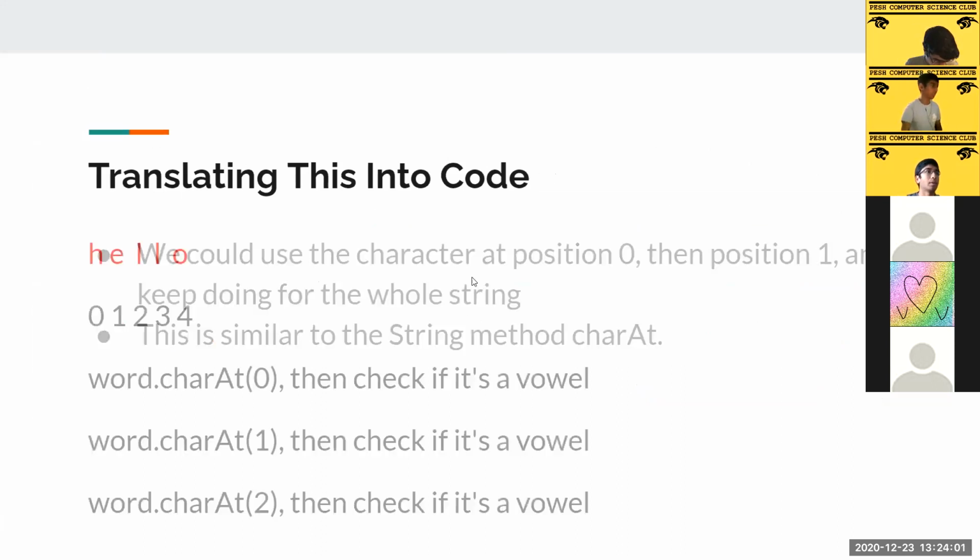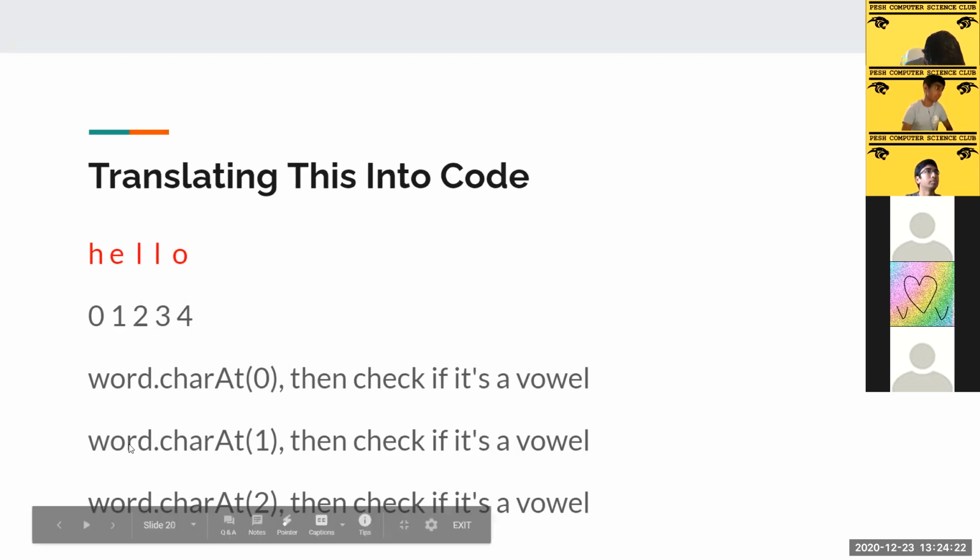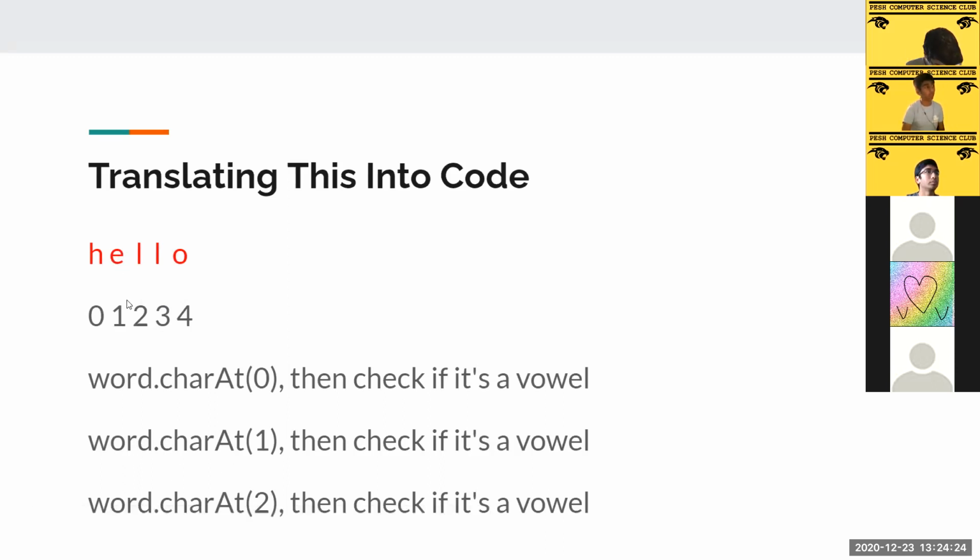So what we could do is go to the 0th index. We could do whatever the string is, charAt 0. And then we would check, is H a vowel? H is not a vowel because it's not A, E, I, O, or U. So then we're going to go to the next letter. So I'm going to go to the first letter, and we do word.charAt(1) because we're at index 1 right here. Because remember, Java starts counting at 0. And now we're going to check, is the letter E a vowel? And because E is part of A, E, I, O, U, it's a vowel.